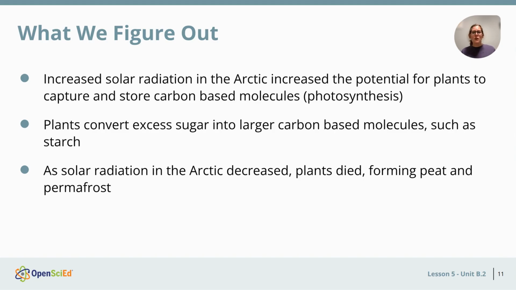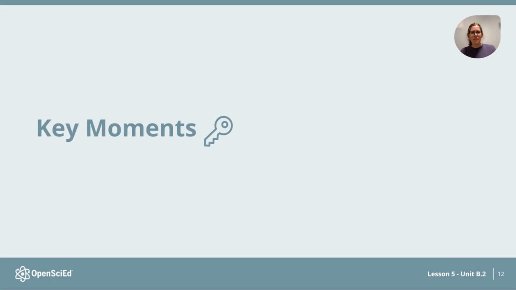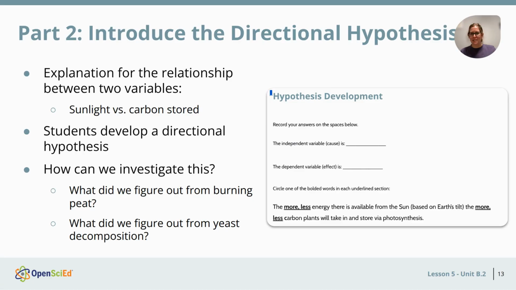All right, what we're figuring out through this entire lesson: that increased solar radiation in the Arctic has increased the potential for plants to capture and store carbon-based molecules, also called photosynthesis, and that the plants converted this excess sugar that they made from photosynthesis into those large carbon-based molecules. But then, as the tilt of the Earth changed, as solar radiation in the Arctic decreased, plants died, forming peat and permafrost. All right, let's see those key moments.